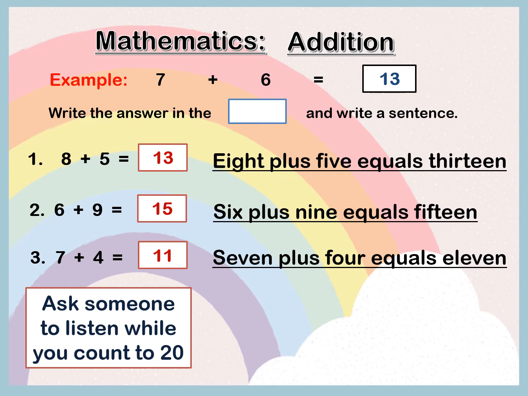Ask someone in your family to listen while you count to 20. So kids, what you are going to do right now is count from 1 up until 20 and let your mom and dad or any family members listen to you. Okay? Example. 1, 2, 3, 4, 5, 6, 7, 8, 9, 10, 11, 12, 13, 14, 15, 16, 17, 18, 19, 20. Did you get it right?